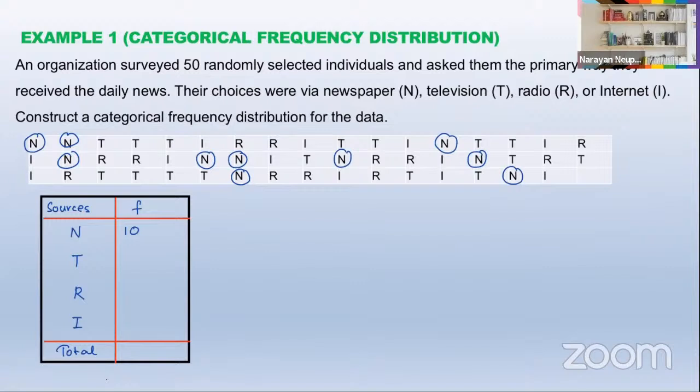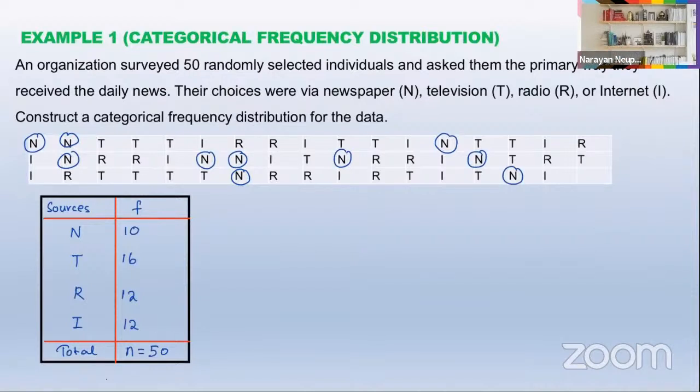So I know you got these values. How many people get the news through television? 16, okay. How many use radio? 12. And how many use internet? 12. So total, when you add all of them, what you'll get? 50. So sample size N is equal to 50. Okay. When you add all of them, that is the sample size N is equal to 50.